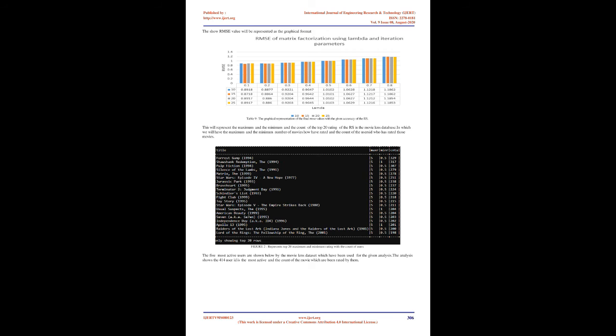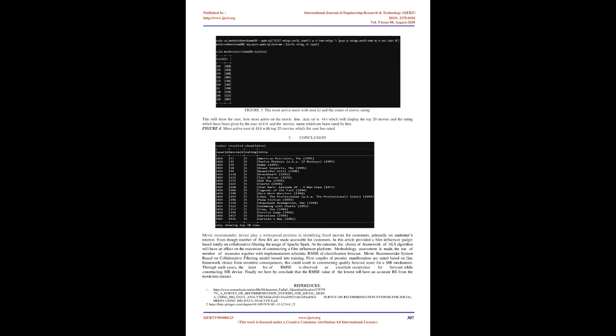This will have different lambda values and the iteration values, differing with movie ID and rating of the top 6 movies in the movie RS. The given figure will represent the maximum and the minimum rating of the top 20 movies and the count of how many have rated the movie. In which we can also see which is the most active user in the given recommendation system. In the figures 1, 2 and 3.